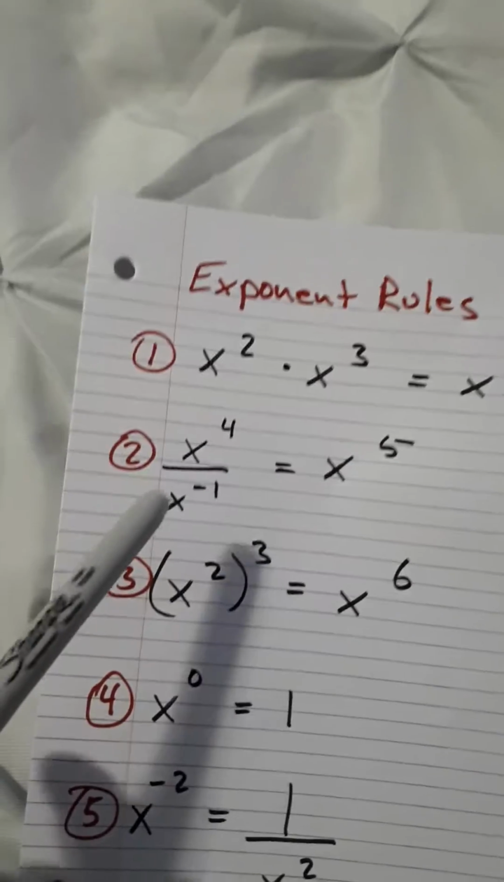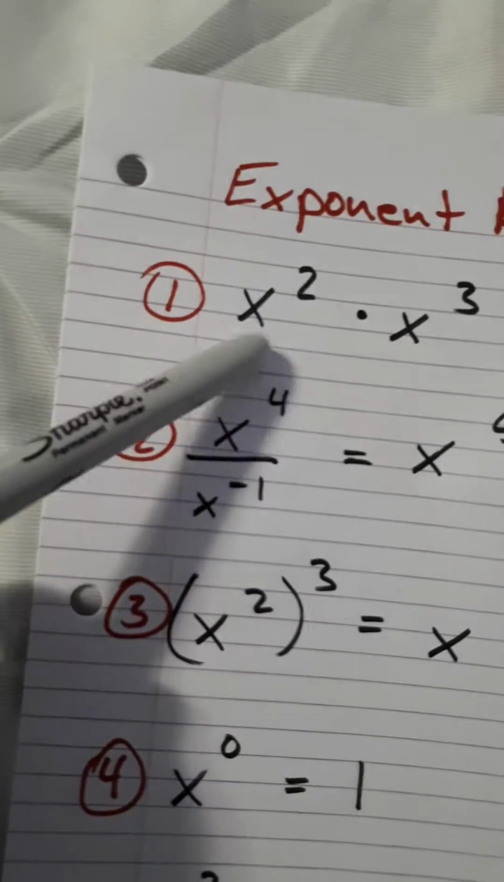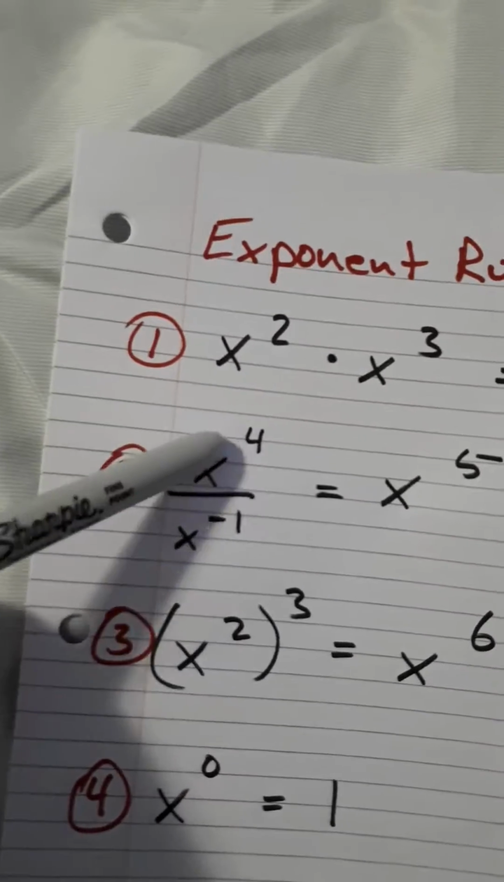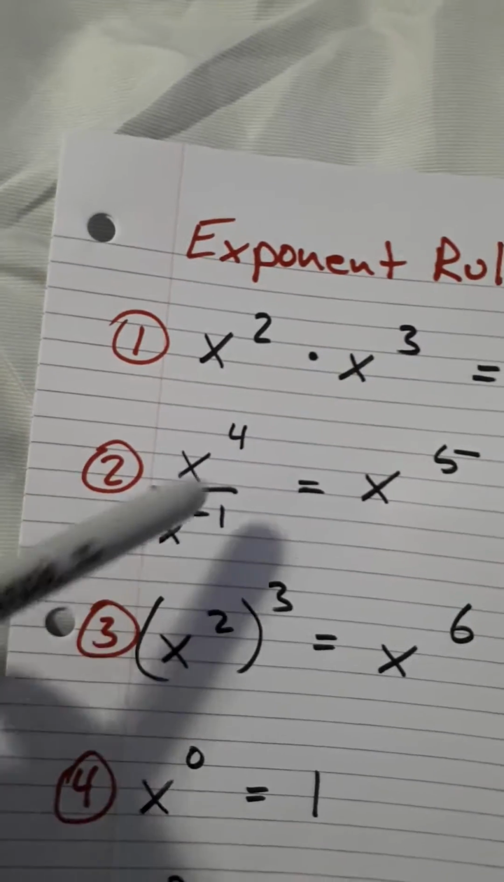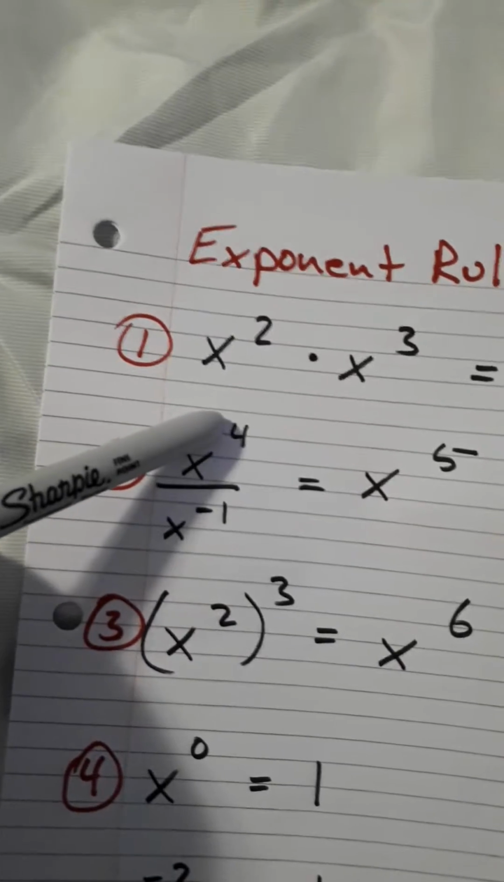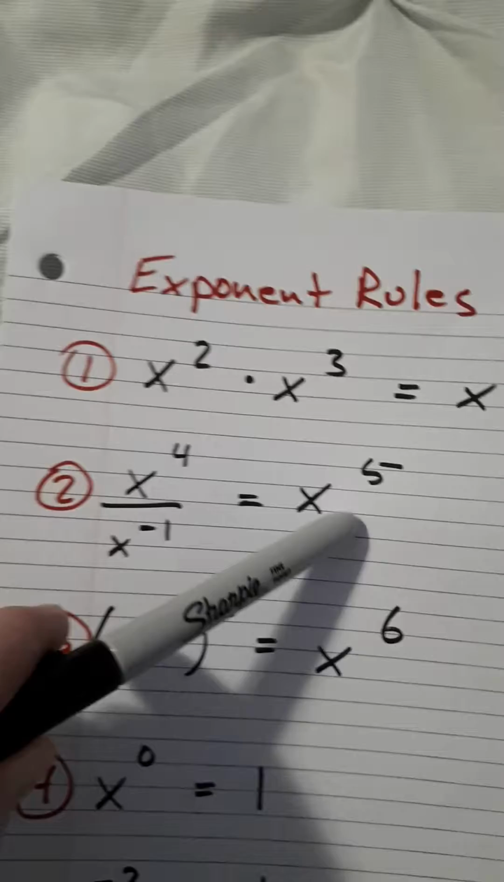The second rule, called the quotient rule, that's the one that applies to you. In this example, we have x to the fourth divided by x to the negative 1. Now the rule states that when we're dividing two exponents with the same base, we subtract the exponents, top minus bottom. So it's really like 4 minus 1, double negative there, so that's going to be x to the 5.